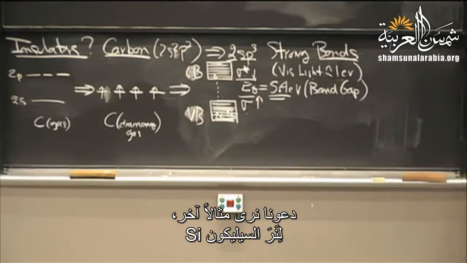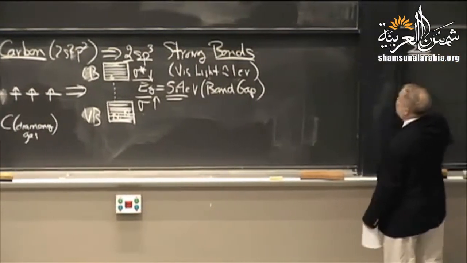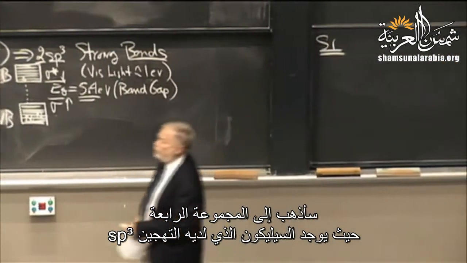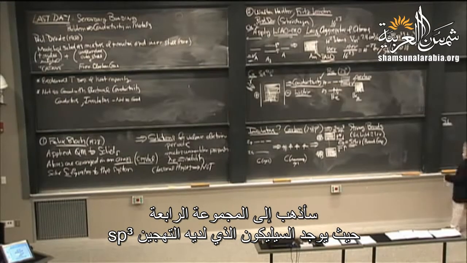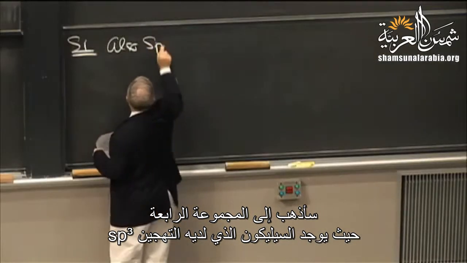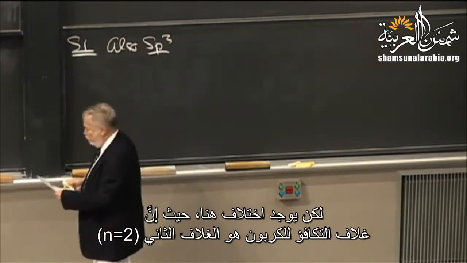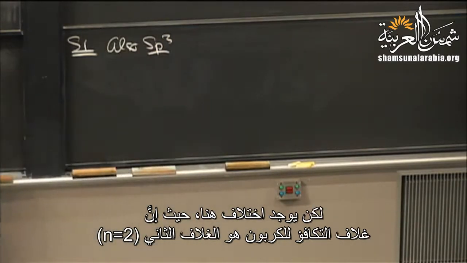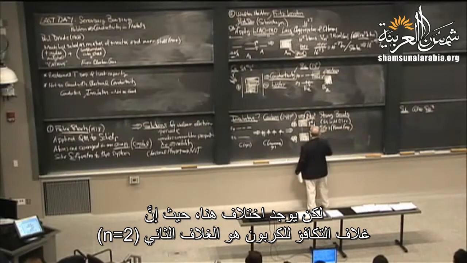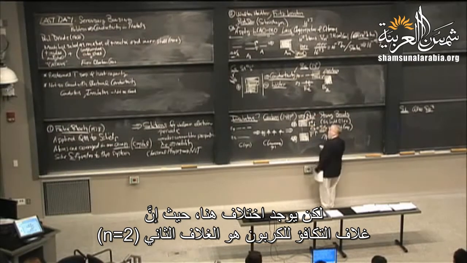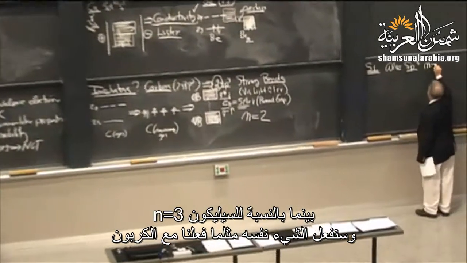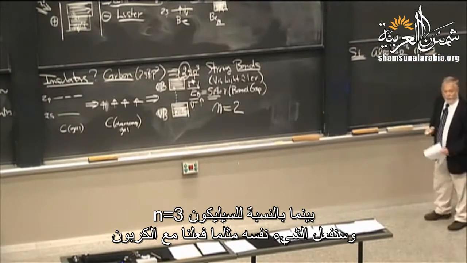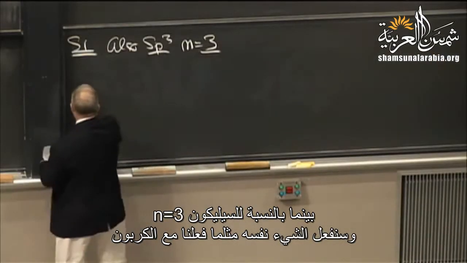Let's try another one. Let's try silicon. Now I'm going down group 4, where silicon is going to be also sp3 hybridized, so we can do that. Only this time, carbon is N equals 2. For silicon, N equals 3. And so we can do the same thing.